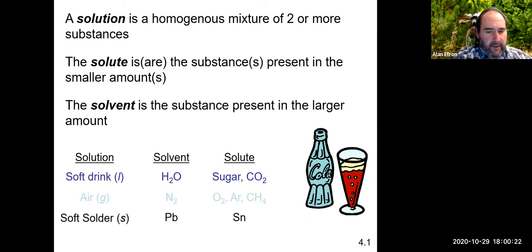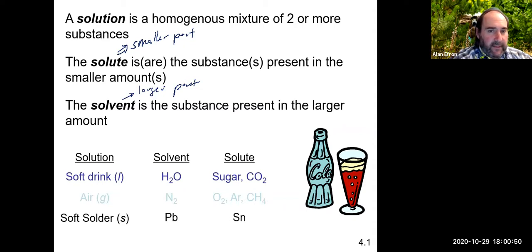And there's really two parts to a solution. There is the solute, which is the smaller part of the solution. And there is the solvent, which is the larger part of the solution. So typically when we take something and we dissolve it in something like water, we're making a solution.